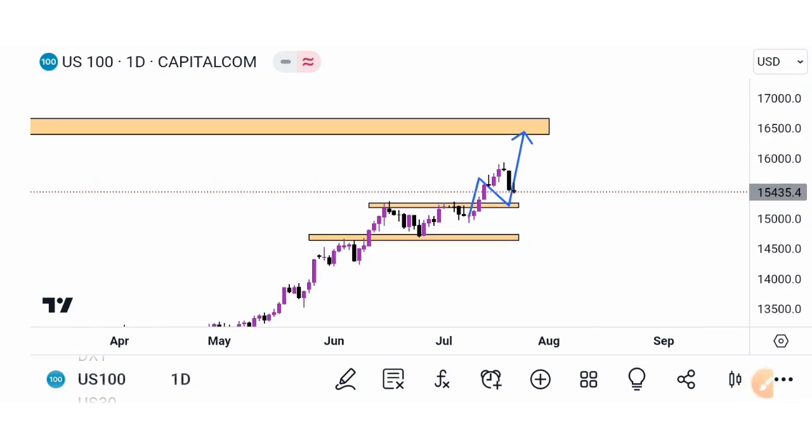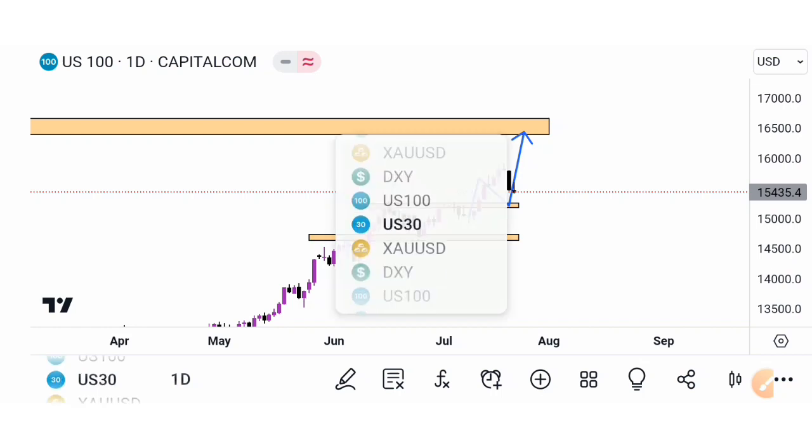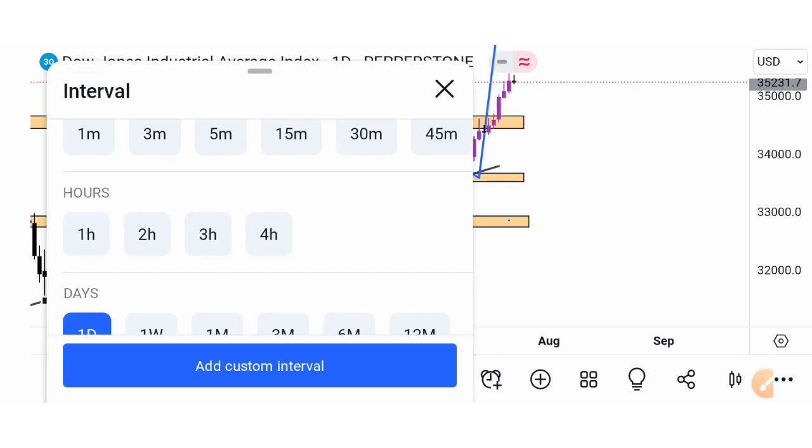That's all I have on the US100 instrument. There's nothing more, there's nothing less. Let's go to the last pair of the day, US30. Let's go to the monthly time frame.